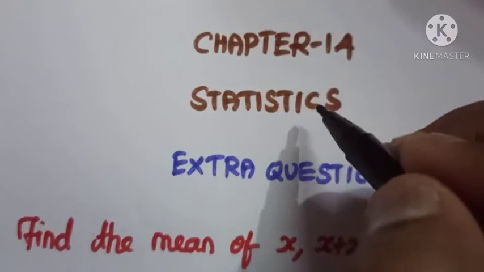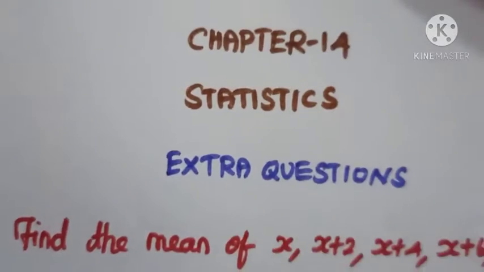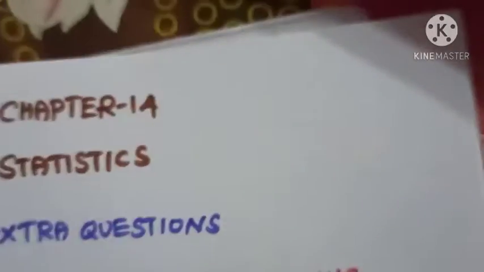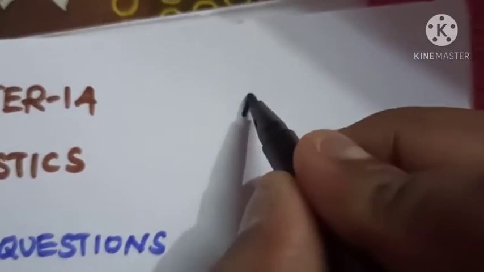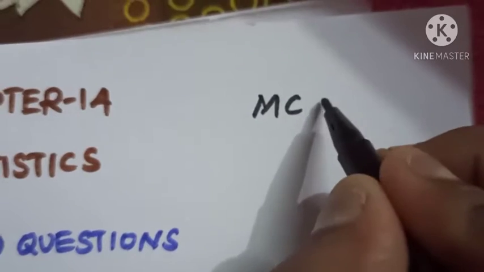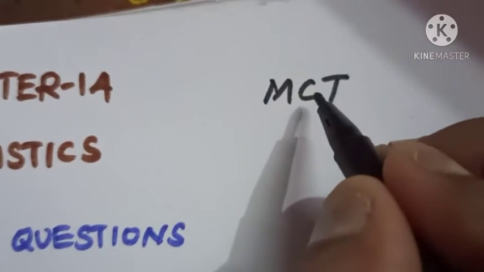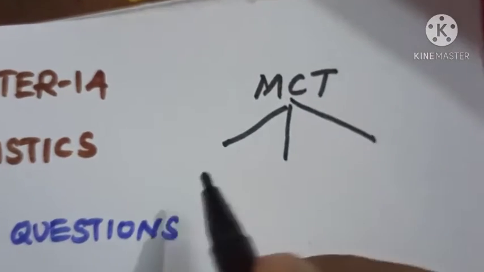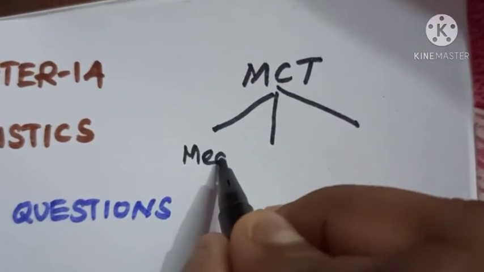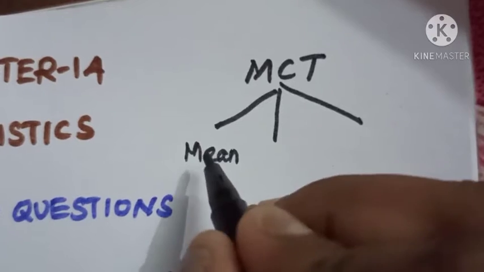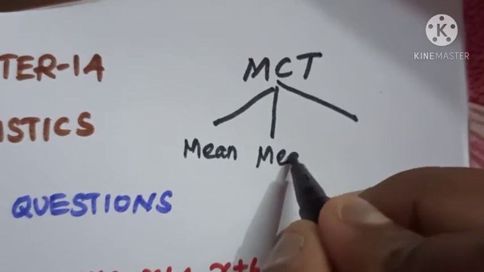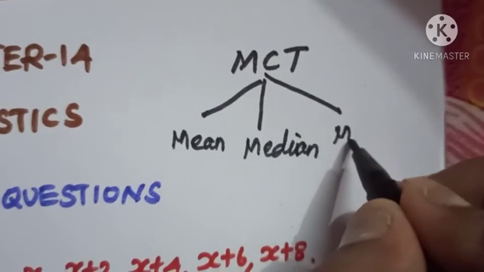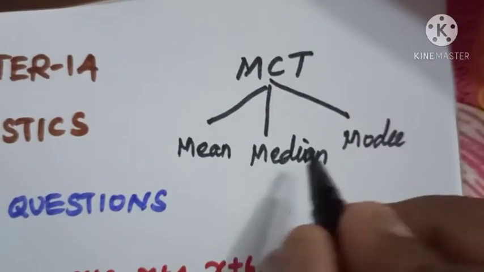So chapter 14 statistics. Let me discuss some extra questions in measures of central tendency. So what is measures of central tendency? I just take it as measures of central tendency, in short form MCT. So you know that three. One is mean. Mean is nothing but arithmetic mean or average. Another one is median. And final is mode.